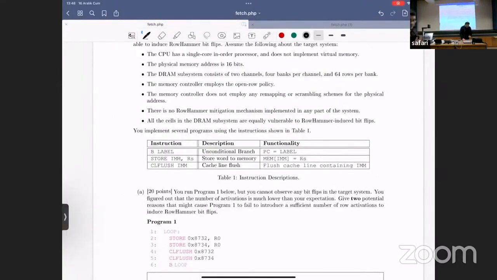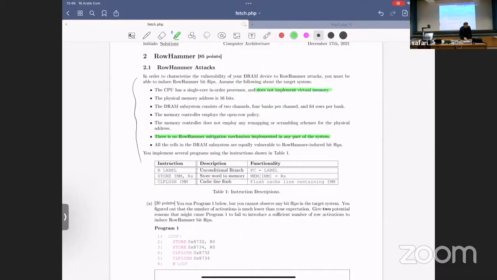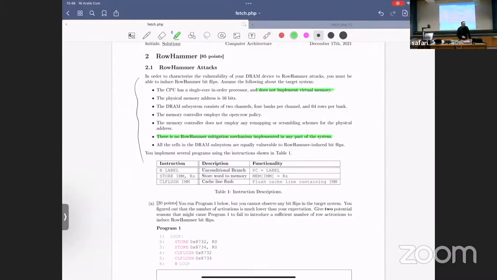So here we have a RowHammer question in 2 parts. The first part is about the attacks. The second part is about defenses. And there's some system definition here. I'd like to highlight a few things to begin. You can see that there's no RowHammer mitigation mechanism implemented in any part of the system. And it does not implement virtual memory. So whatever address you will see in this question is just physical addresses.